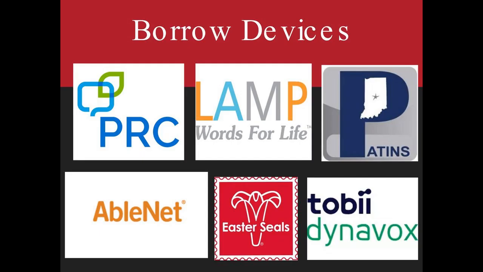And here we've just put some different companies and agencies local to us, but borrow, borrow, borrow. Once you have determined the type of communication app or the type of speech-generating device, just start borrowing. The local vendors, you can borrow from them. Usually they're 1-month trials, but we have Prentke Romich, Lamp Words for Life, Tobii Dynavox. AbleNet also has a lending library that you can borrow from.